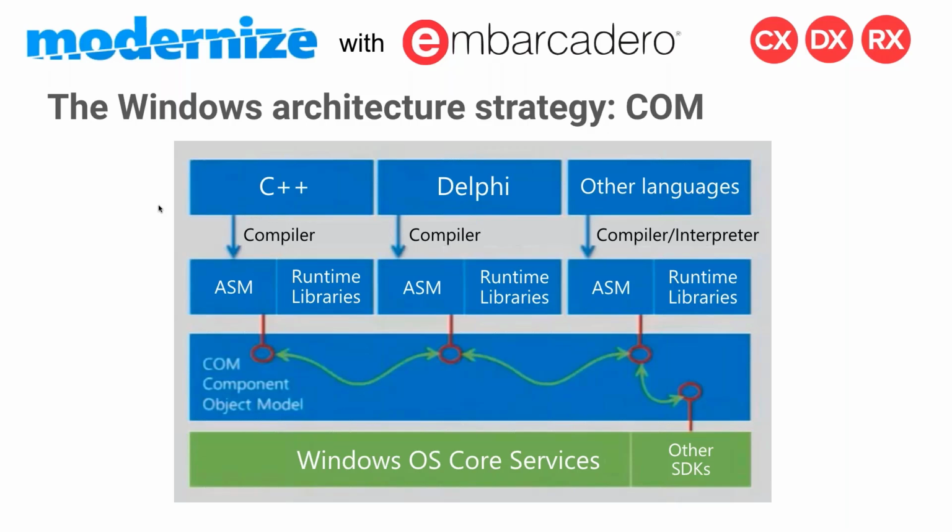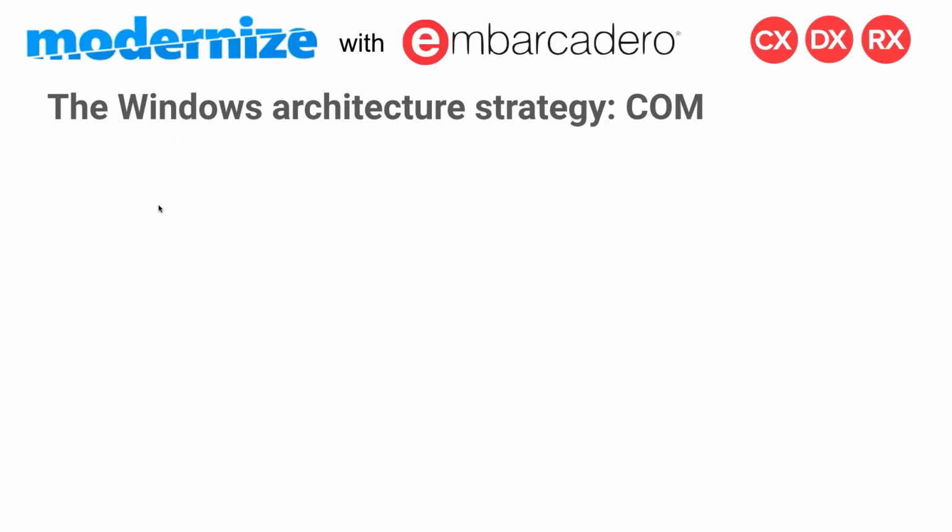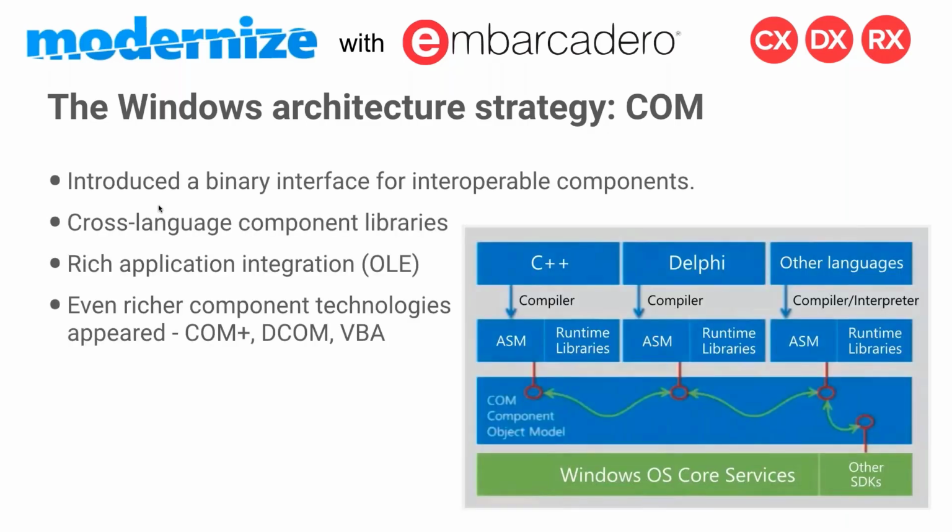So this platform allowed the introduction of a binary interface for interoperable components. For the first time, the Windows environment and ecosystem had a way to make interoperability between languages. So there were cross-language component libraries. There was a rich application integration. At the beginning, you might recall that those components were called OLE or OLE components and were advertised a lot and became very popular, especially with the Windows Office applications that use these components extensively.